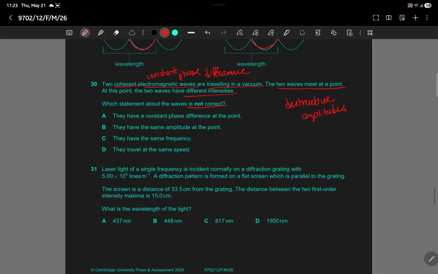Which statement about the waves is not correct? They have a constant phase difference at that point, that is correct. They have the same amplitude at that point. They have the same frequency. They meet.